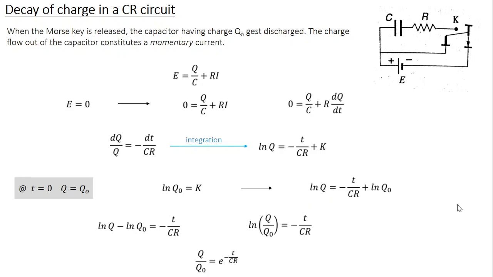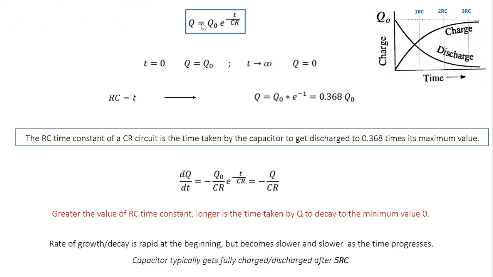Bring ln Q0 to the left hand side, you have ln Q minus ln Q0 equal to minus T by CR, or ln Q by Q0 equal to minus T by CR. Take exponential on either side, Q by Q0 equal to e to the power minus T by CR, or the instantaneous value of charge while decay, Q equal to Q0 into e to the power minus T by CR. Once again, this looks exactly like the current decay in an LR circuit.